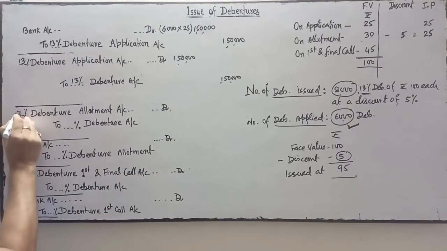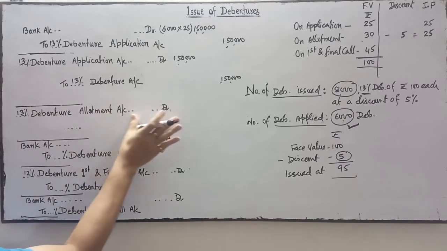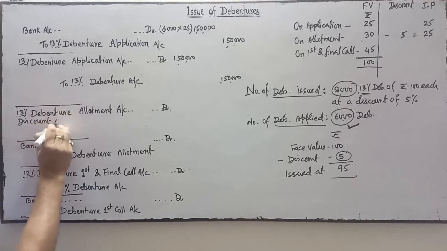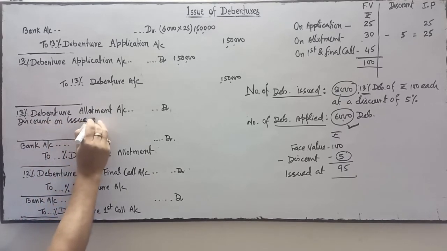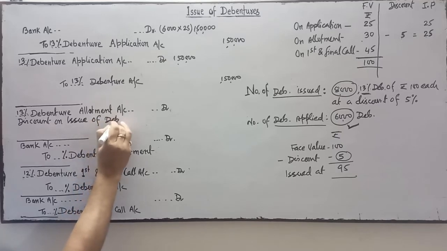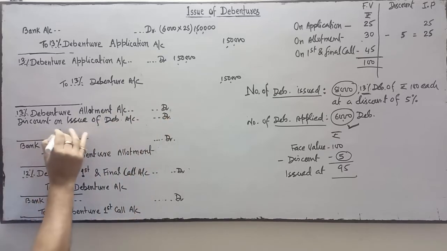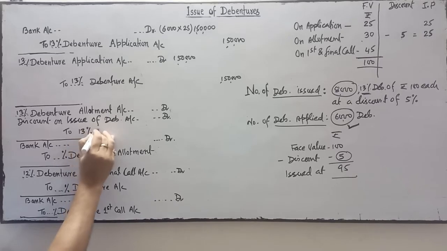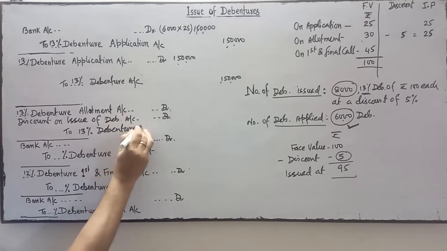13% debenture allotment account debit. Here the debentures are issued at a discount, so we'll debit the discount on issue of debenture account, discount on issue of debenture account to 13% debenture account.